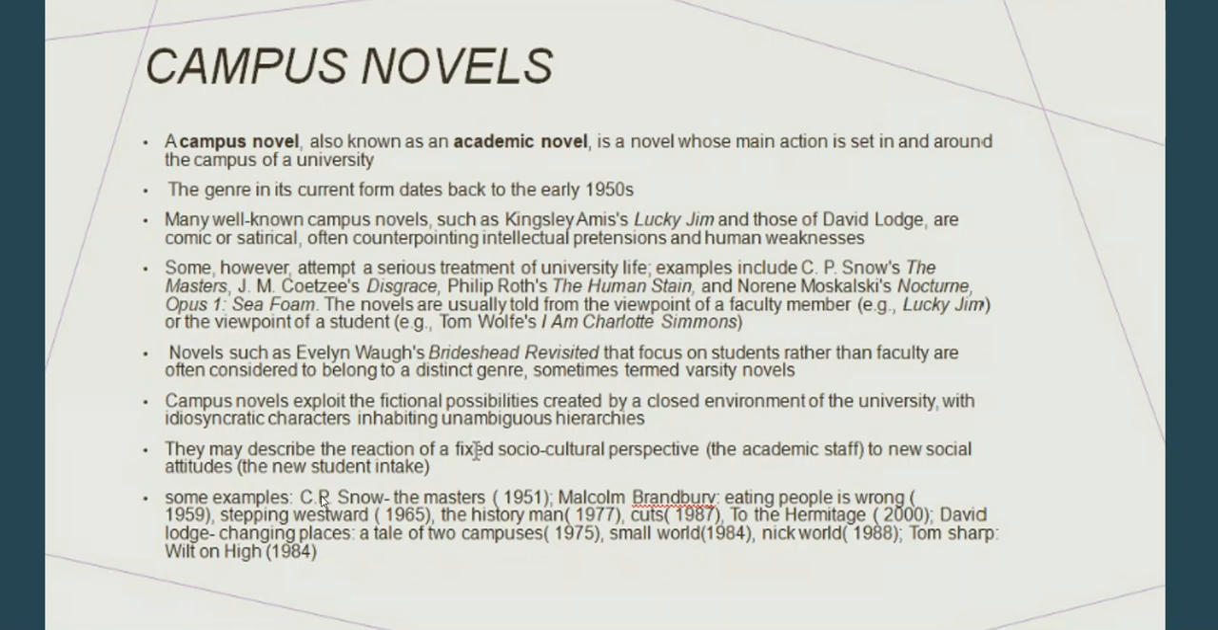Then we have other authors. Here you can see C.P. Snow, The Masters. Malcolm Bradbury: Eating People Is Wrong, Stepping Westward, The History Man, Cuts. These are all works written by Malcolm Bradbury. We will discuss them in today's class also. David Lodge has written Changing Places: A Tale of Two Campuses, Small World, Nice Work. Tom Sharpe has written Wilt on High. All right. So when it comes to campus fiction authors, Kingsley Amis has written Lucky Jim. Tom Sharpe has written Wilt, The Wilt Alternative, Wilt on High, Porterhouse Blue.